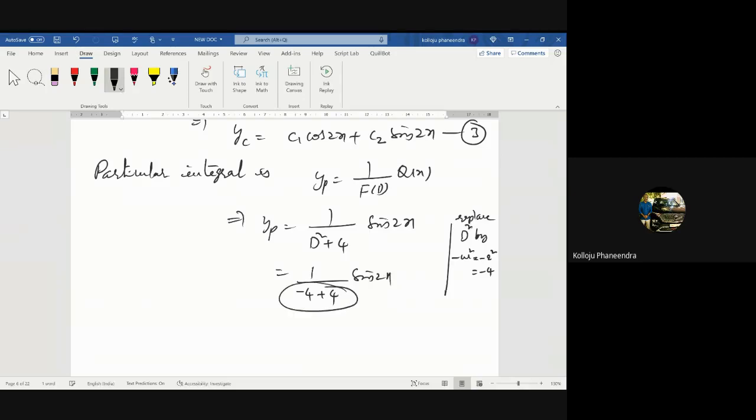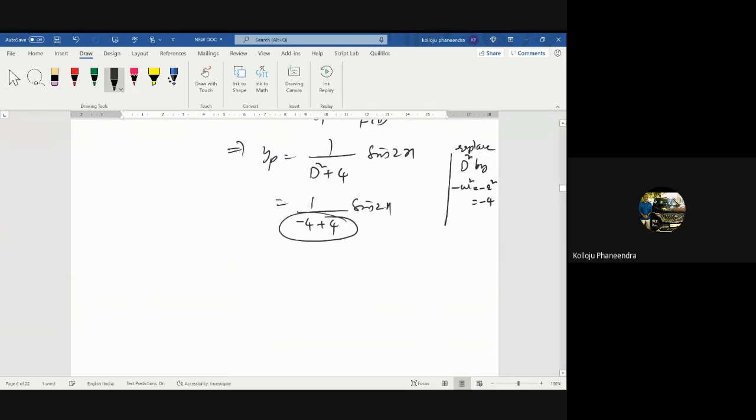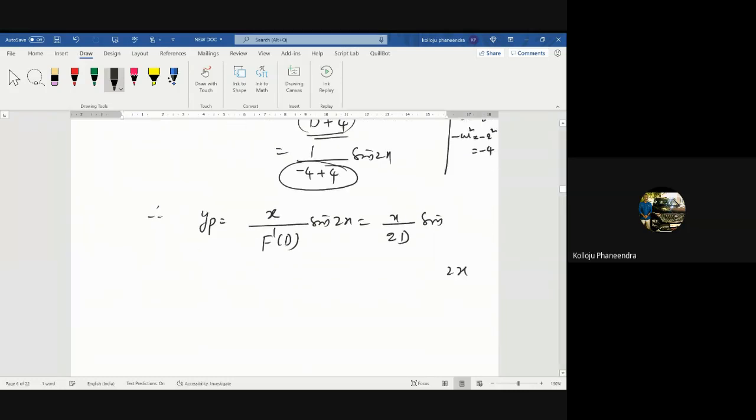So this part is 0. Therefore, what I have to write, yp equal to, same logic, put x in numerator. Take the derivative of this d square plus 4, x into f dash d. I will write one more step, f dash d. So x into what is this becomes 2d, 2d of what? Sine 2x. What is d stands for? D stands for d by dx. 1 by d stands for integral dx.